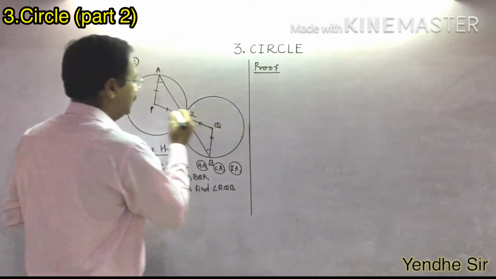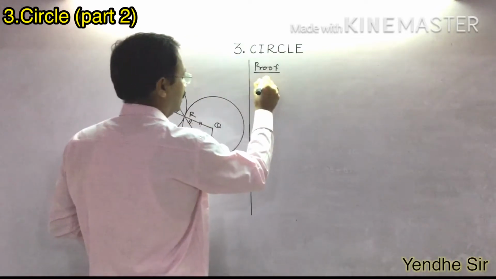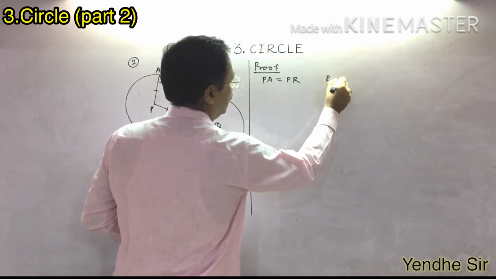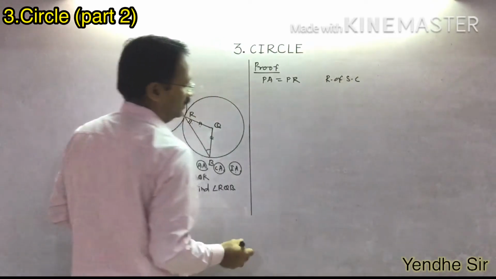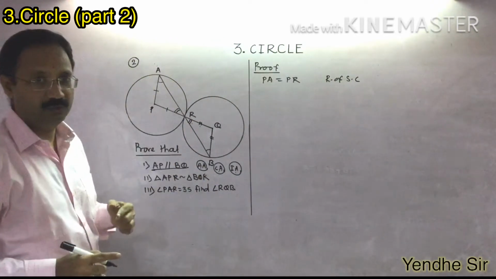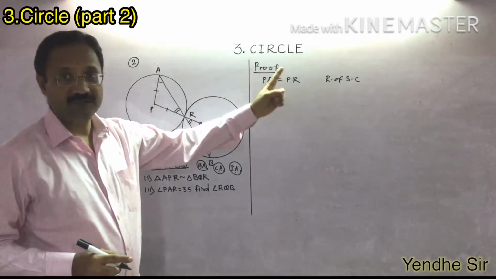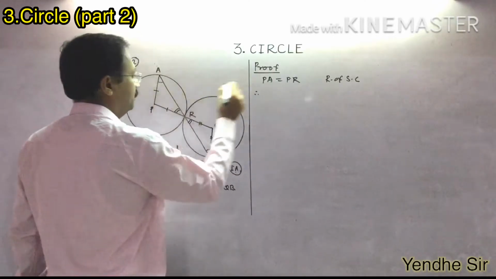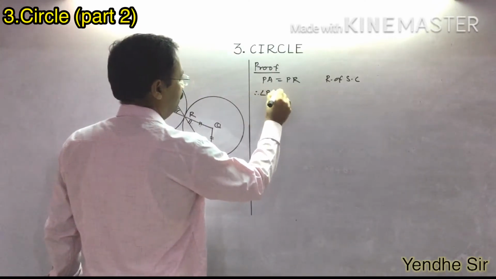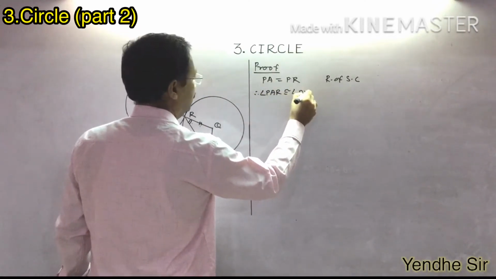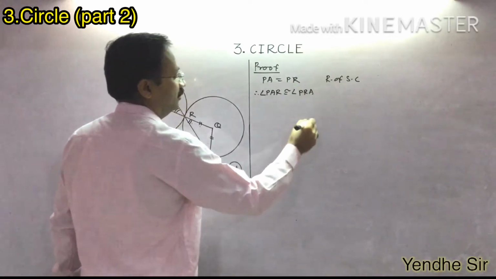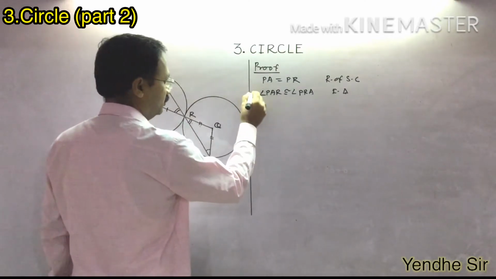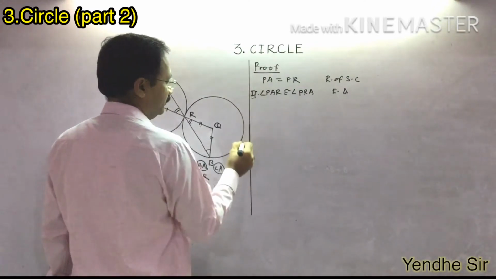So first, what you have to write? PA equal to PR. What you have to write here? Radii of same circle. I have written the shortcut, but don't write the shortcuts in exam. Okay, and therefore angle PAR is congruent to angle PRA. This is because it is converted into an isosceles triangle. So I am going to give the number 1 to this.